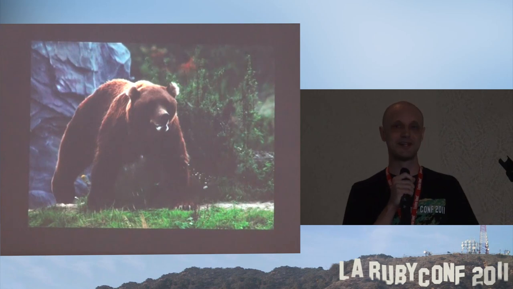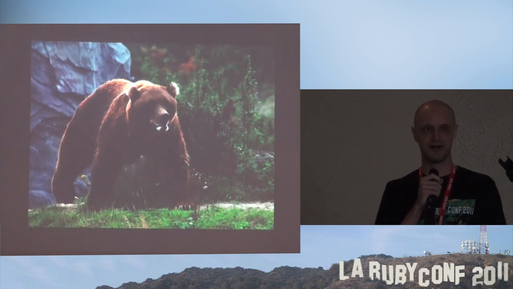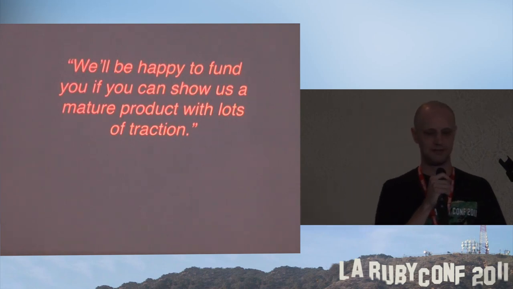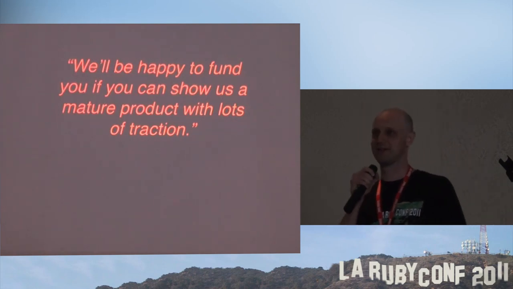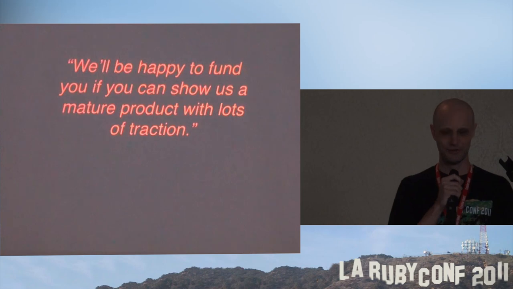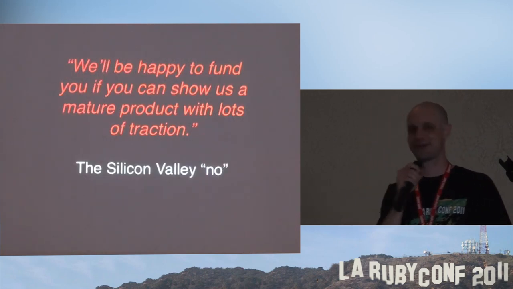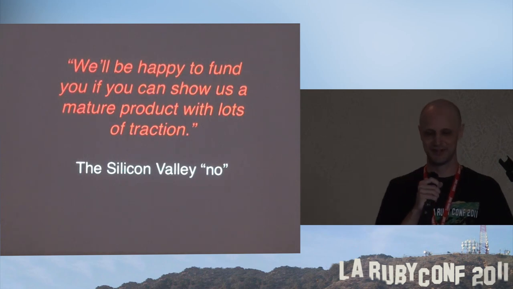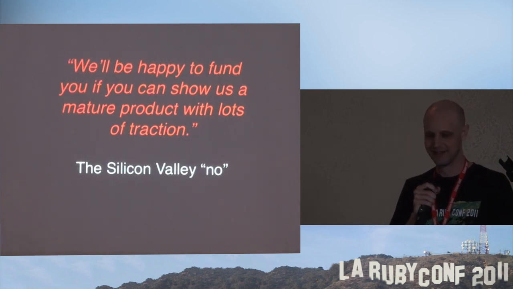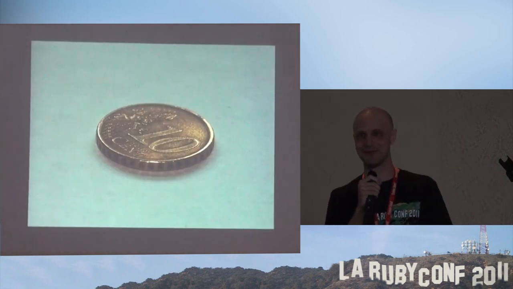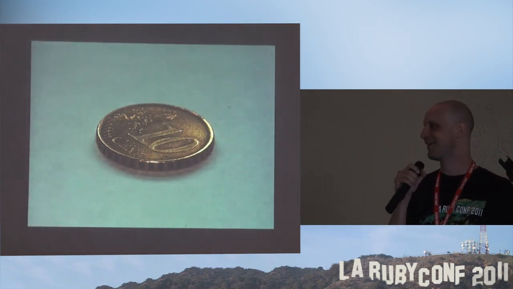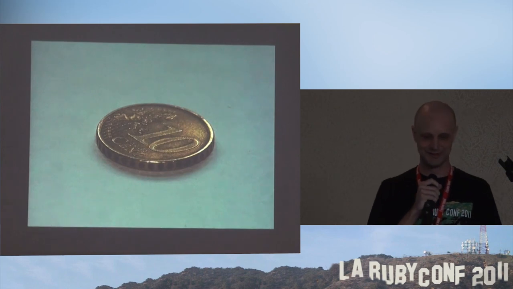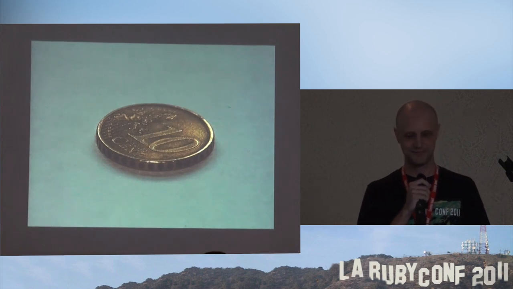And so our potential investors kind of gave us the runaround for a while, and finally they said, we'll be happy to fund you if you can show us a mature product with lots of traction. And so for those of you who don't know, this is how they say no in Silicon Valley. It's a polite no, and I bear the potential investors no ill will, but unfortunately, it left me with the same situation I had, which is I've got the wrong kind of money problem. I want to solve this money problem, and it's not working out.